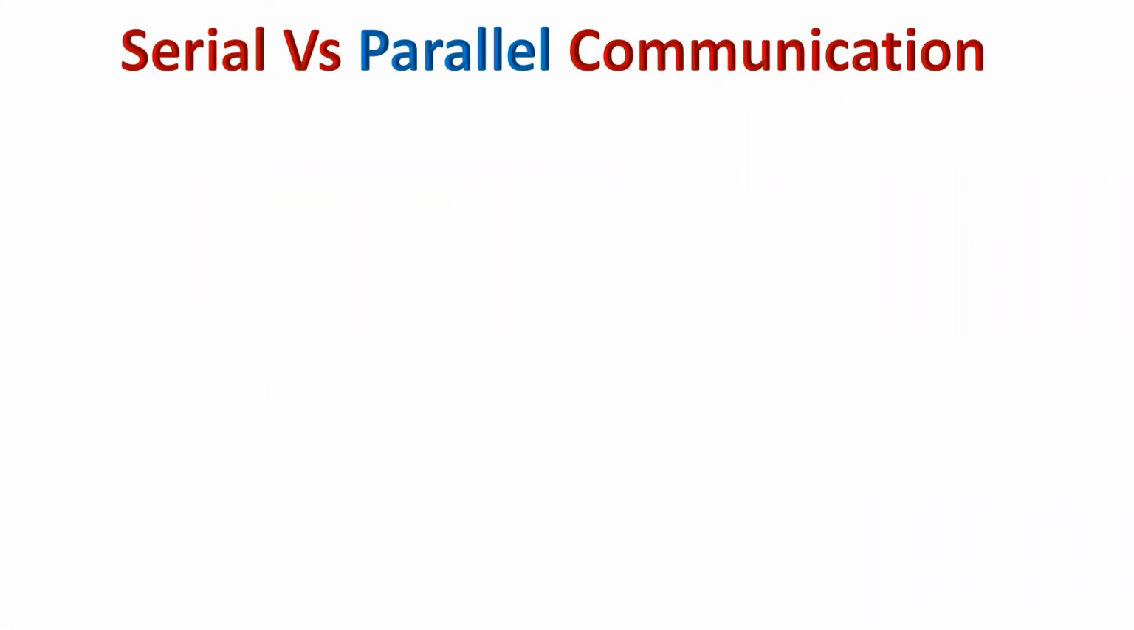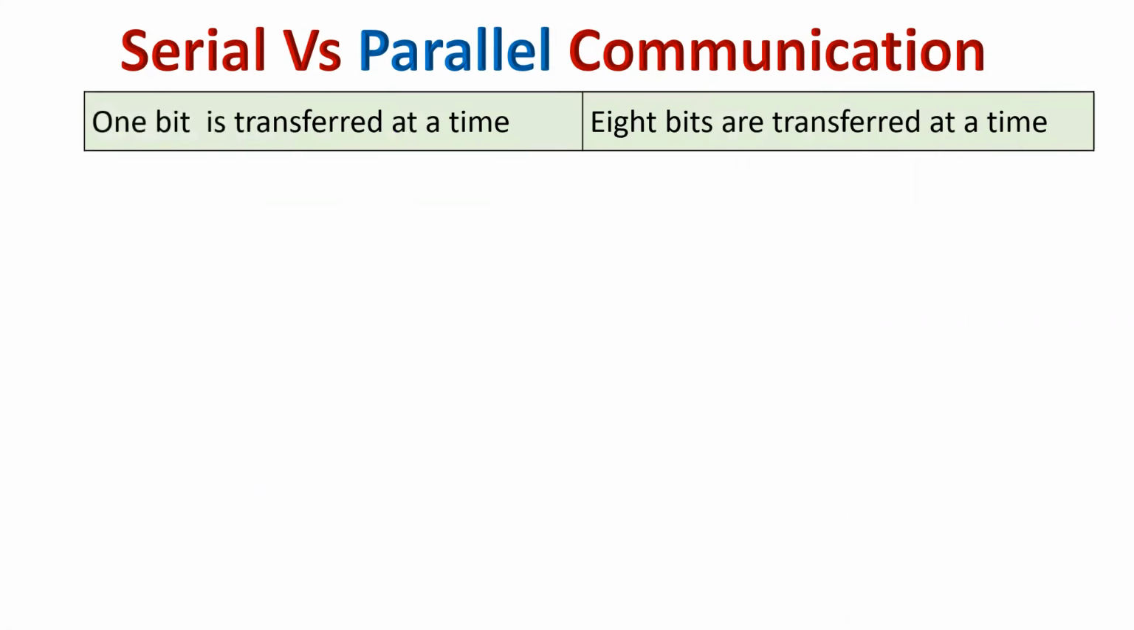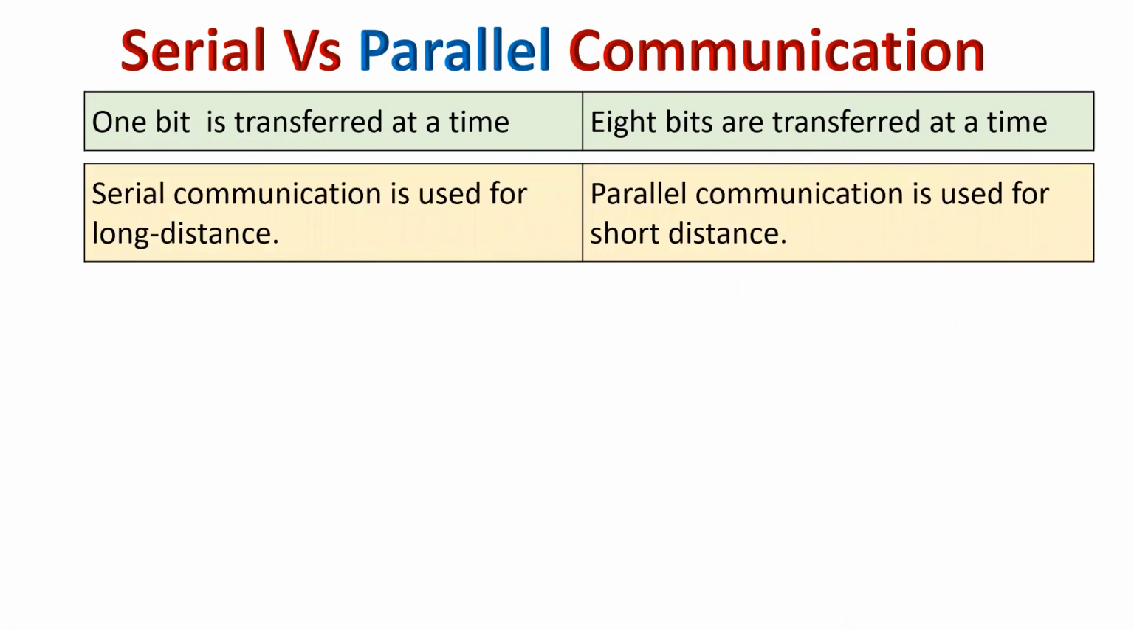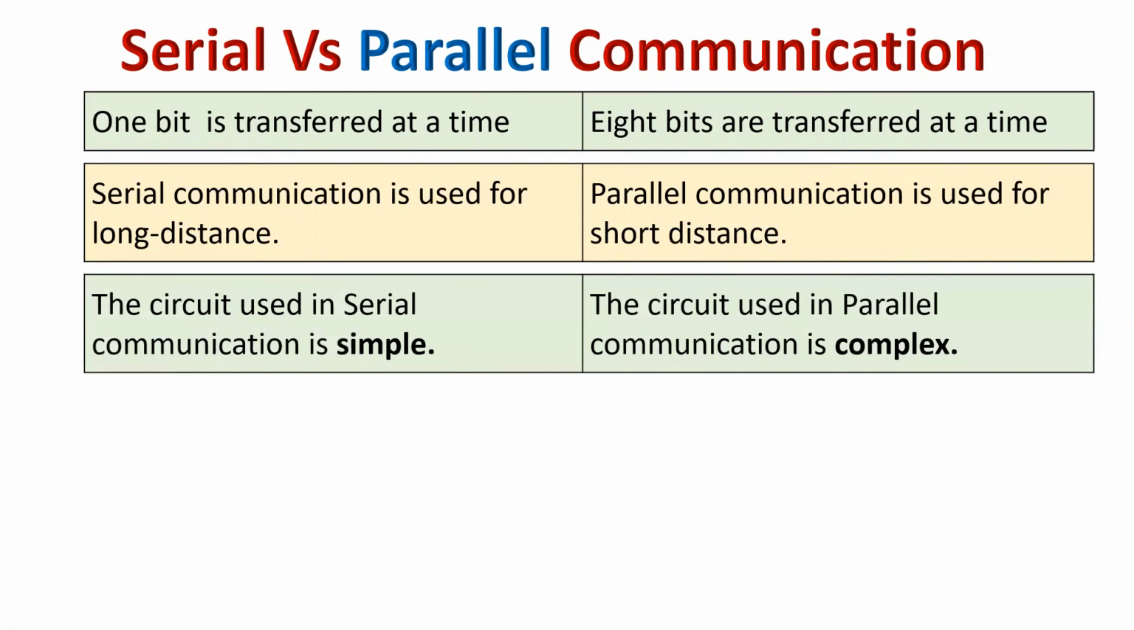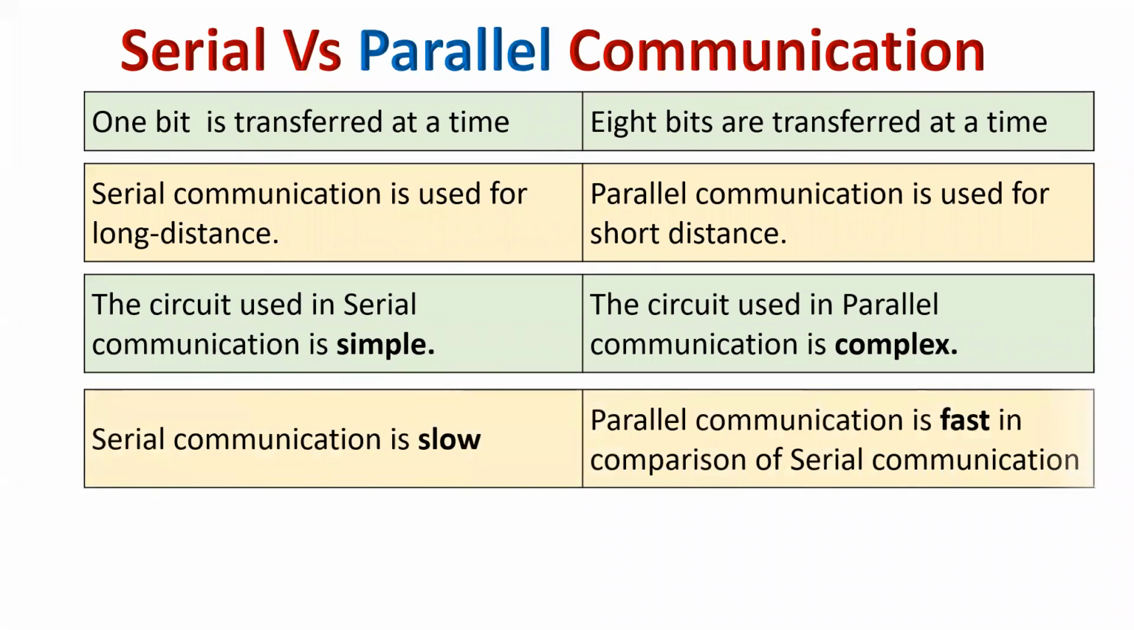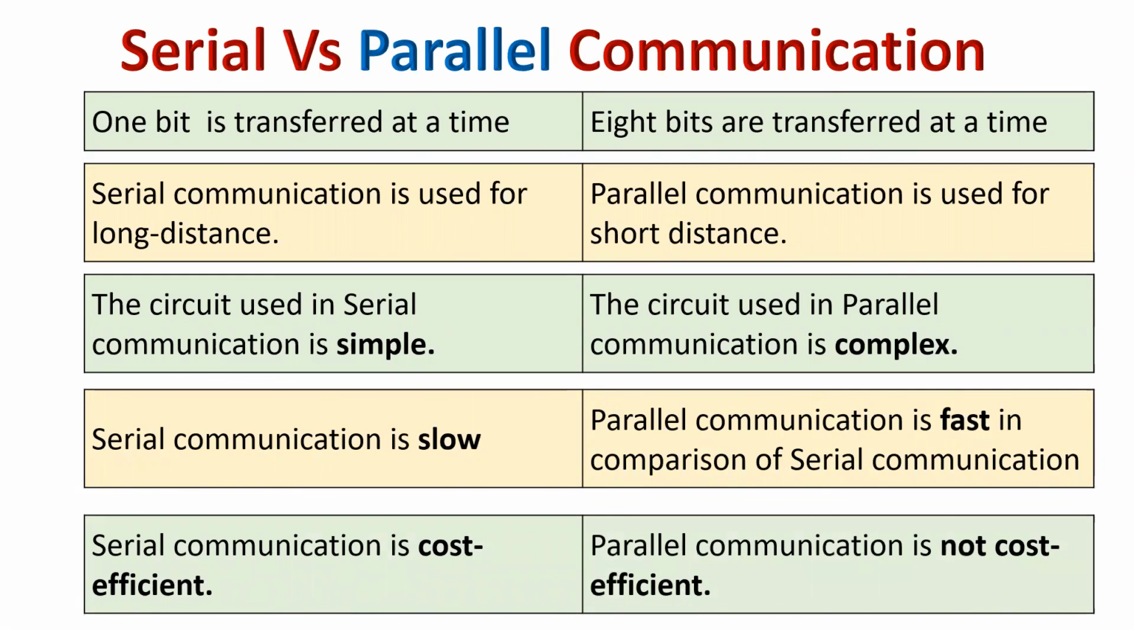Let us understand the difference between serial and parallel communication. Serial communication transmits 1 bit at a time, whereas parallel communication transmits 8 bits at a time. Serial communication is used for long distance, whereas parallel communication is used for short distance. The circuit used for serial communication is normally simple, whereas parallel communication uses complex circuitry. Serial communication is normally very slow. Parallel communication is fast when compared to serial communication. Last but not least, serial communication is cost efficient, whereas parallel communication is expensive when compared to serial communication.